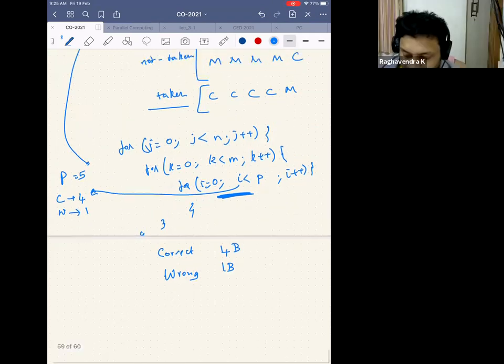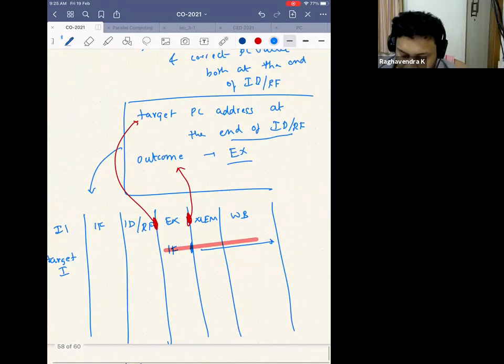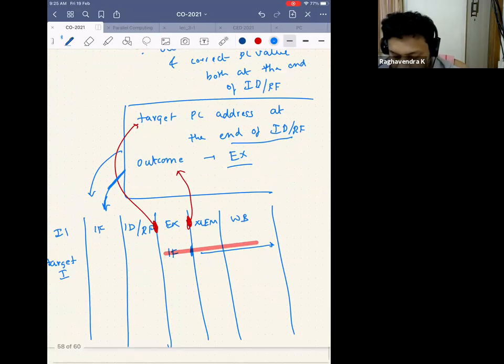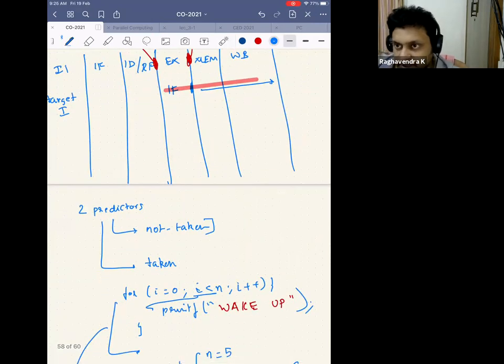No, we are building a predictor for this particular pipeline where the outcome of the branch is known at a very late stage, but I know the target PC address at a very early stage. Which means I can build two different kinds of predictors and make sense out of it. I can build a predictor which only predicts not taken, and one which predicts only taken, always taken. So that's what I want: two different types of predictors.